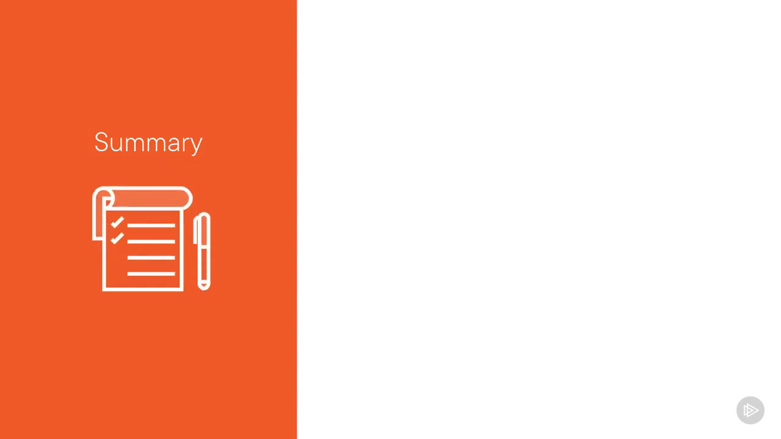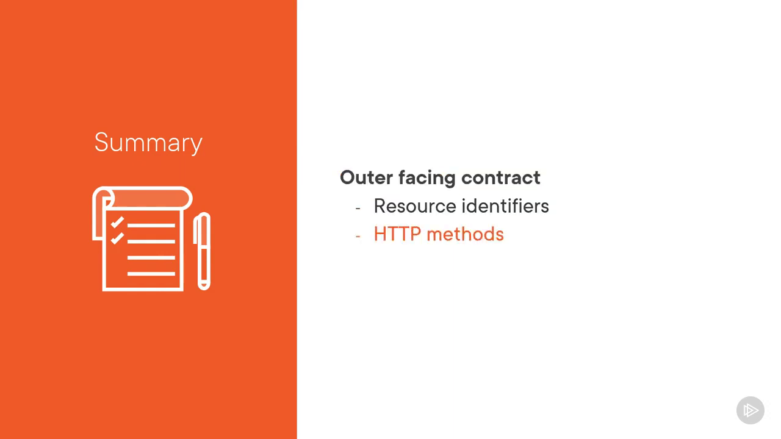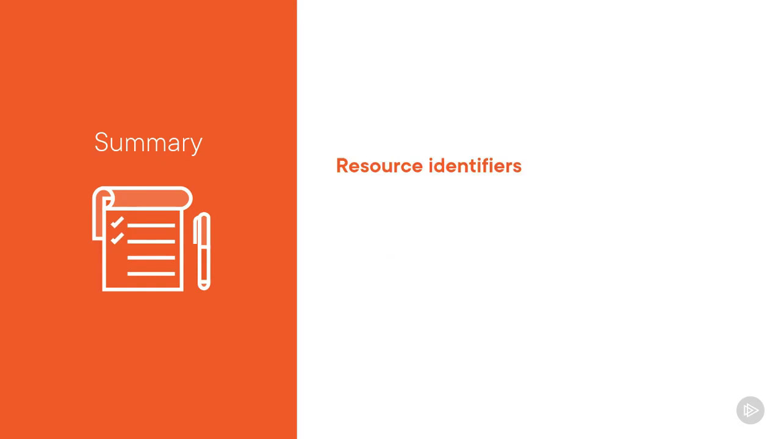We started this module by looking into the outer-facing contract, a combination of resource identifiers, HTTP methods, and, optionally, payloads. As far as resource identifiers are concerned, there is no standard for naming resources, but pluralized nouns are used most often. You should convey meaning when choosing them. Don't name an author's resource orders.